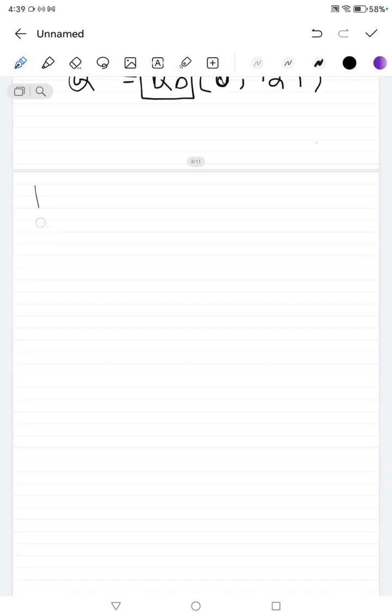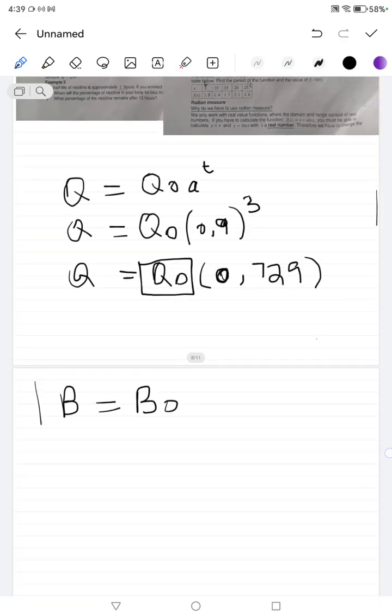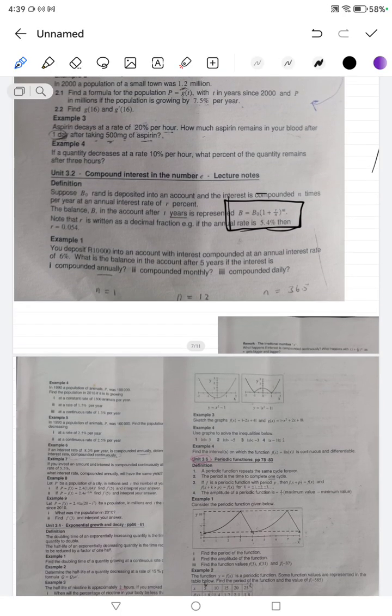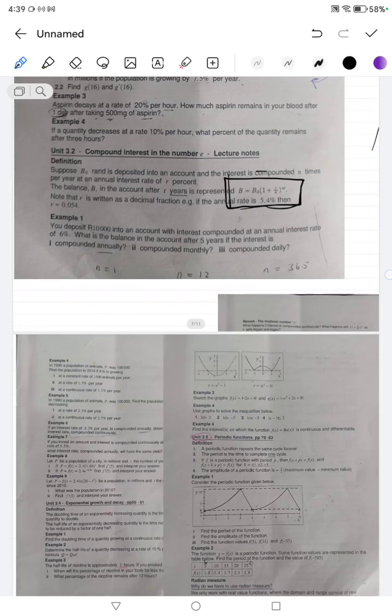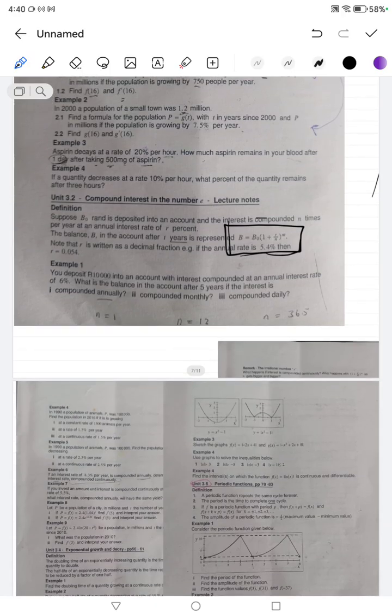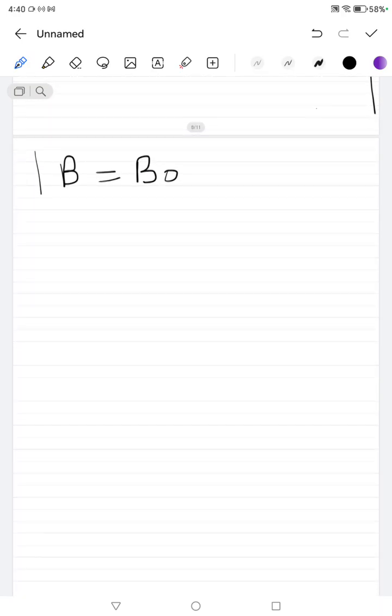Okay, we have the first one. We have B is equal to B0 into your 1 plus r over n. Your 6% is going to be divided by 1, so there's no need to write that, but let me just write the formula here: 1 plus r over n, then this side we have nt.